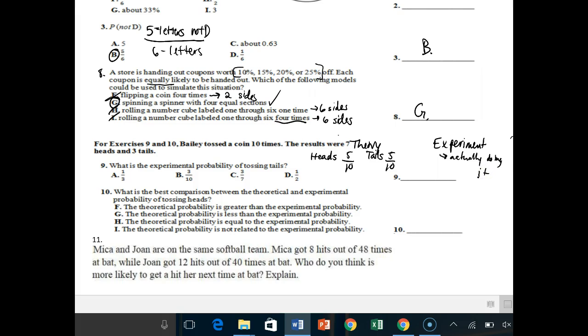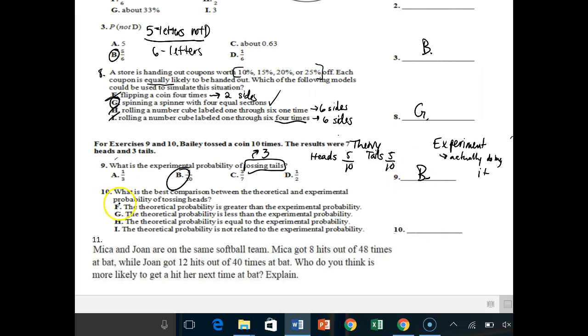All right, so let's think. What is the experimental probability of tossing tails? So if I have these results, Bailey tossed a coin 10 times, in theory I should get 5 tails, but the results were 7 heads and 3 tails. So of tossing tails, I wanted to toss tails. I did that 3 times. In total, I tossed it 10 times, so 3 out of 10. B is your answer for 9.